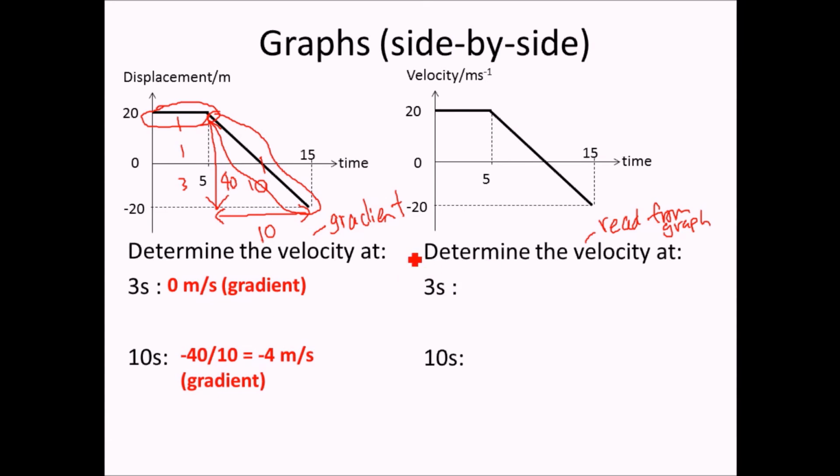per second. Alright, so in this case, when you want to read the velocity, the first 3 seconds will be 20 direct from the graph, while for the second one, if it's at 10, alright, it's here, so the velocity is 0.